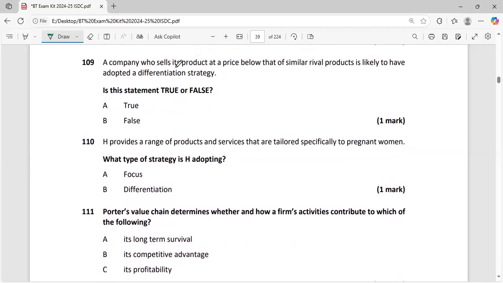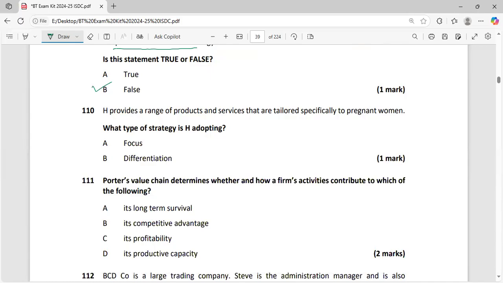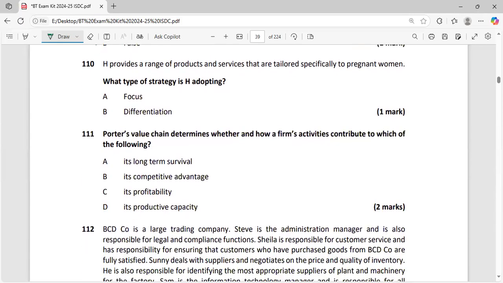A company who sells its product at a price below that of a similar rival product is likely to have adopted a differentiation strategy. This is not a differentiation strategy. Differentiation strategy is the one where you are going to offer a differentiated product at a higher price. When you are offering a product at a lower price, it is like a substitute product or like market penetration. We are attracting the customers at a lower price.